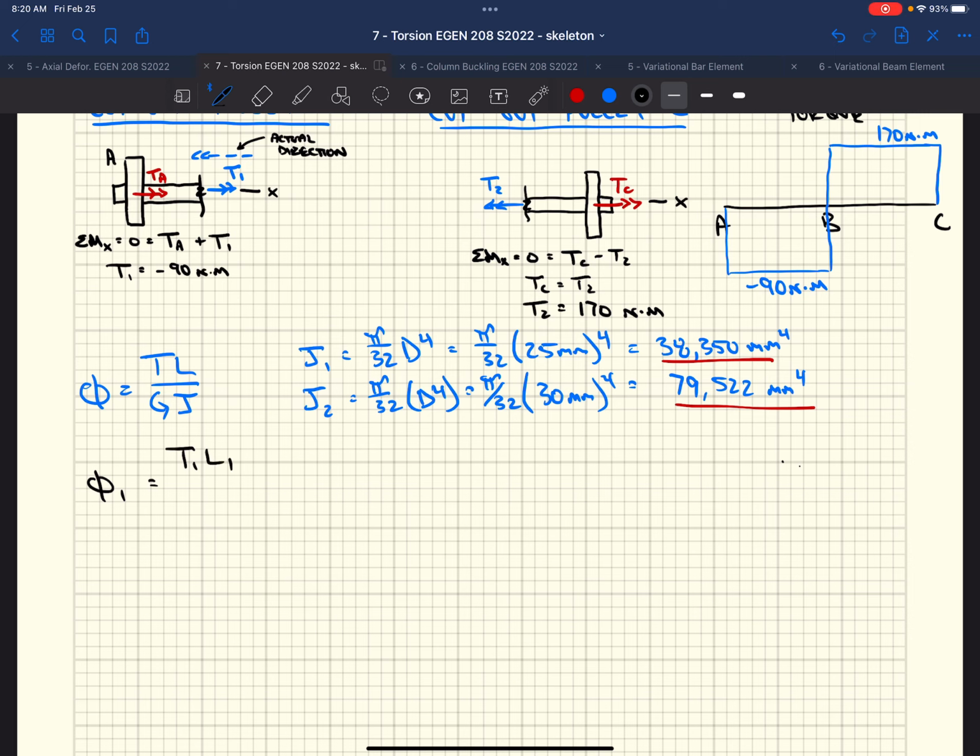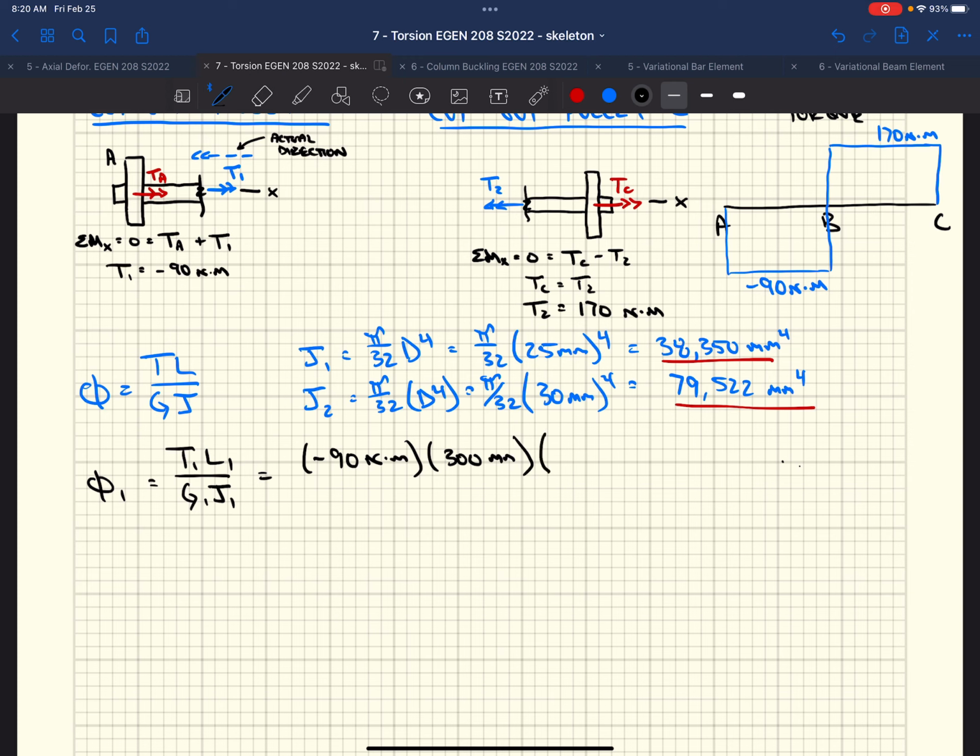So this is T1, L1, G1, J1. So we get, as I mentioned, negative 90 Newton meters. Negative 90 because that vector arrow is pointing towards the surface. This shaft L1 was 3 meters. Or no, 0.3 meters. Or 300 millimeters.